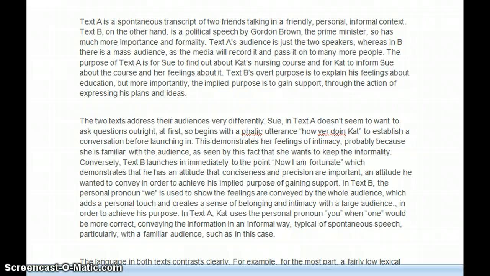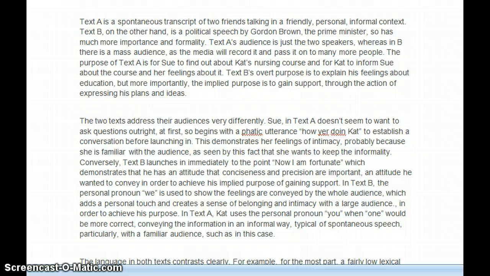Okay, so the next one, the two texts address their audiences very differently. So they're actually following the framework. They're going for audience addressing first. I think it's quite a good idea to follow the framework because then you're not going to miss anything. You make sure that it's structured, and you can create fluency by making links between the paragraphs as you go.